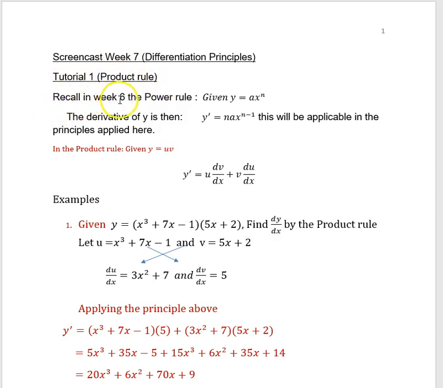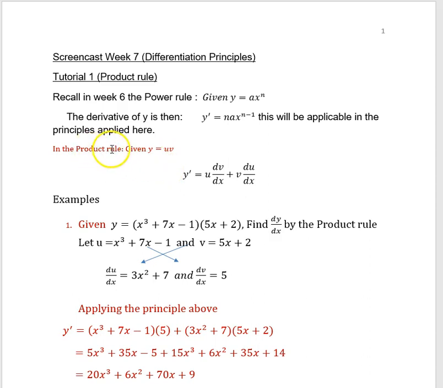Here we could recall in week 6 we talked about in our lectures the power rule. For instance, given that y equals a times x to the power of n, the derivative says that we should bring down the power, which is your n, times your base there, a times x to the power of, and then you minus 1 from that. It becomes a n x to the power of n minus 1. This basic rule will be applicable in all the principles applied here.